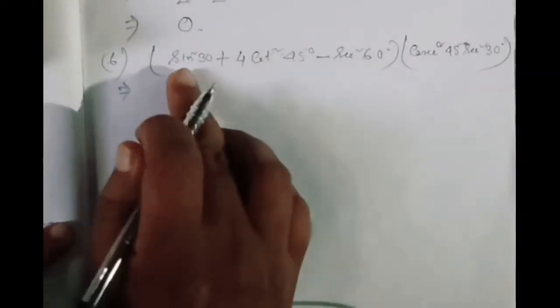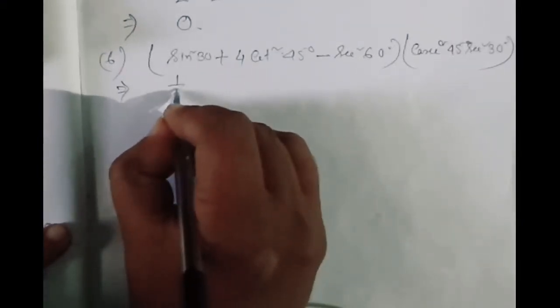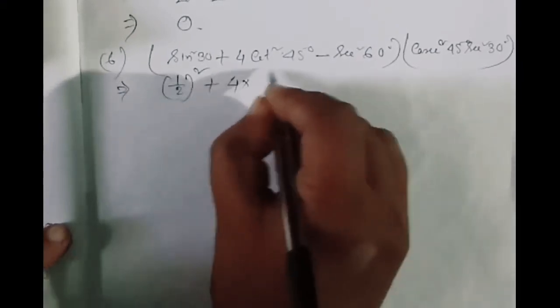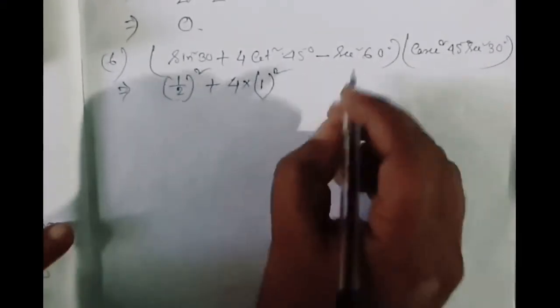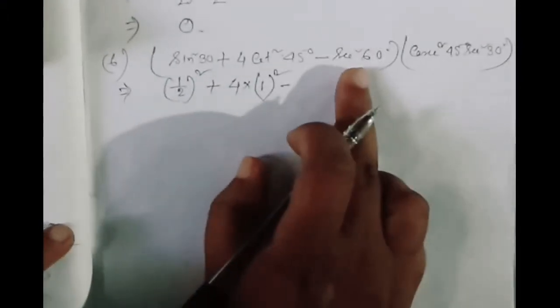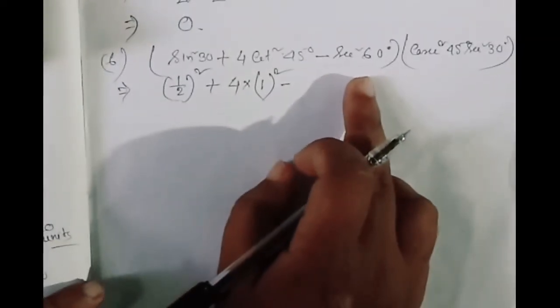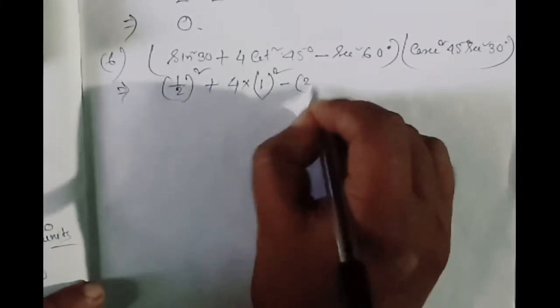Now, sin square 30 degree means the value of sin 30 degree is equal to 1 by 2, that whole square, plus 4 into cot 45, the value of cot 45 is 1, that square, minus sec 60 degree. Now, what is the value of sec 60 degree? If the value of cos 60 is equal to 1 by 2, the sec 60 degree value is 2 only. So, 2 square.